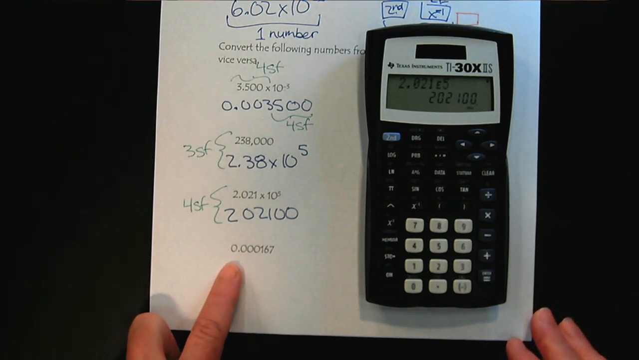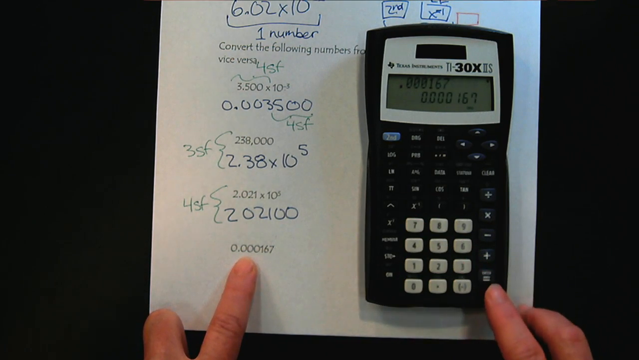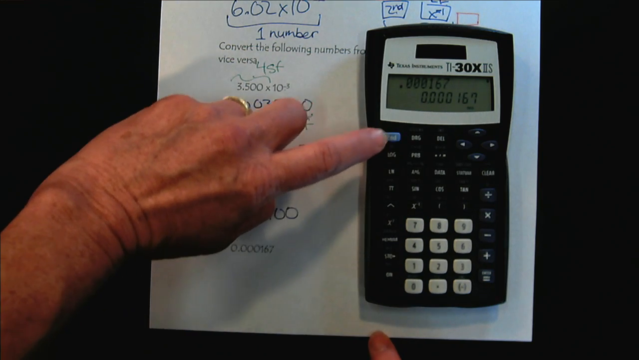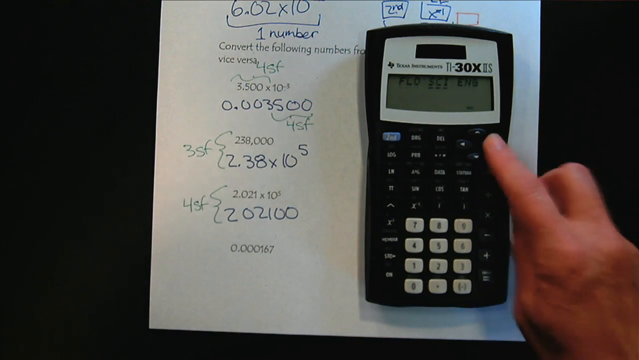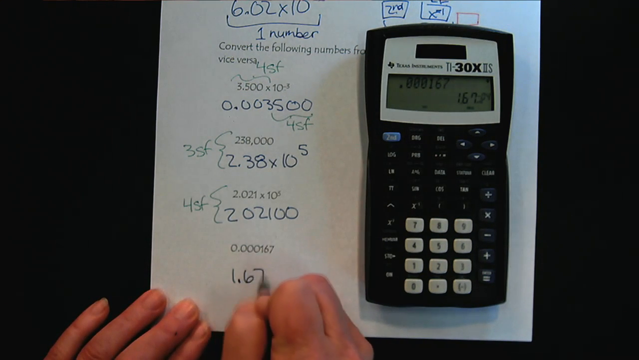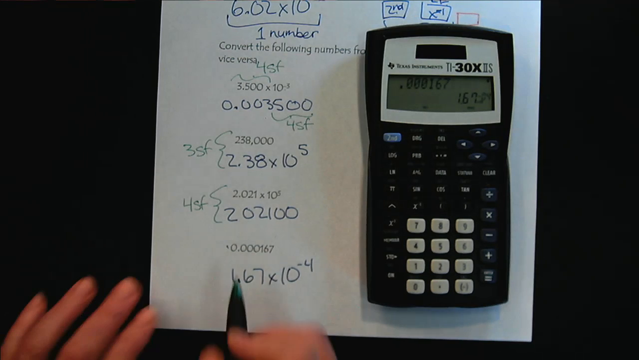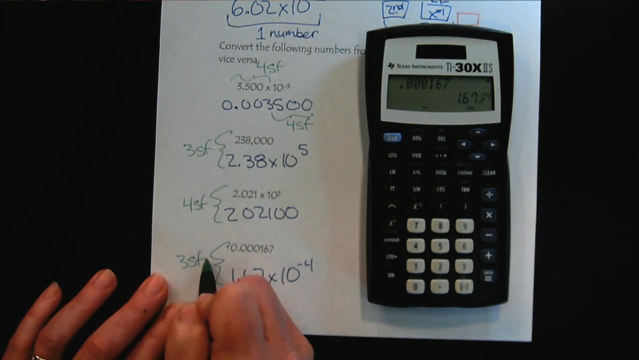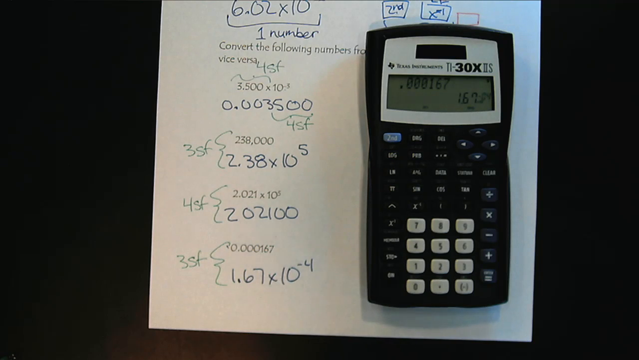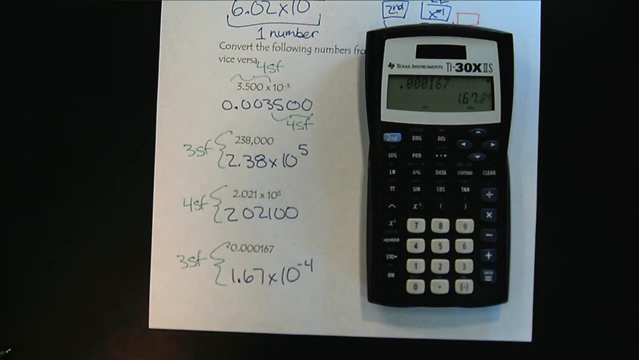And now for this last one, 0.000167, we enter that. We want to change it to scientific notation, second function, and enter. There we go, and both values are 3 sig figs. Alrighty, so these are some important buttons that you want to get comfortable using, switching back and forth and being able to enter numbers in scientific notation. And now let's practice doing some calculations.